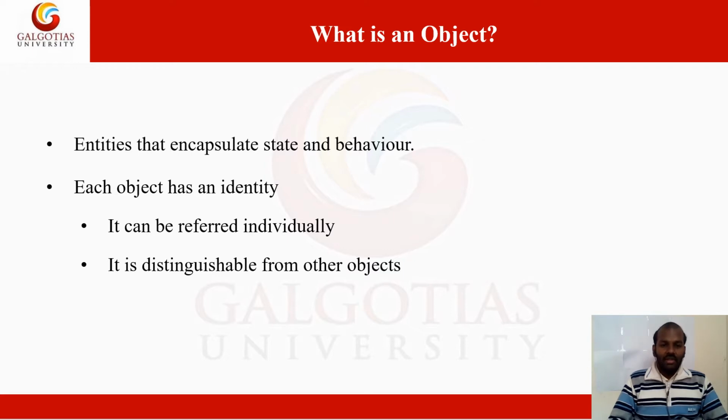Each object should have some kind of identity, so it can be referred to individually and is distinguishable from other objects. An object can be anything that is sensed by a human, and it will provide different kinds of attributes. Sometimes it provides an operation, method, or function, and sometimes it does not, no issue. So let it be an object and its attributes.